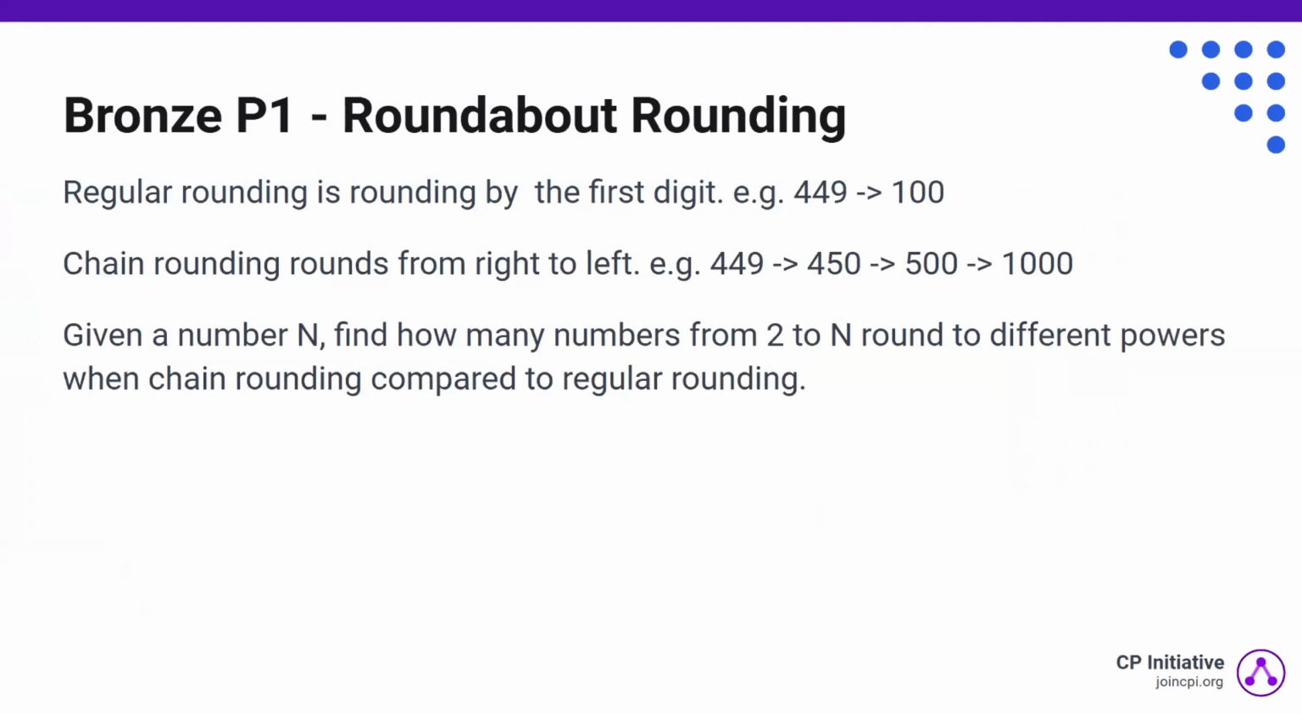So 449 would be rounded to 450, and then that gets rounded to 500, and then that gets rounded to 1,000. What the problem is asking is, given a number n, find how many numbers between 2 and n will round to different powers of 10 when chain rounding compared to regular rounding.